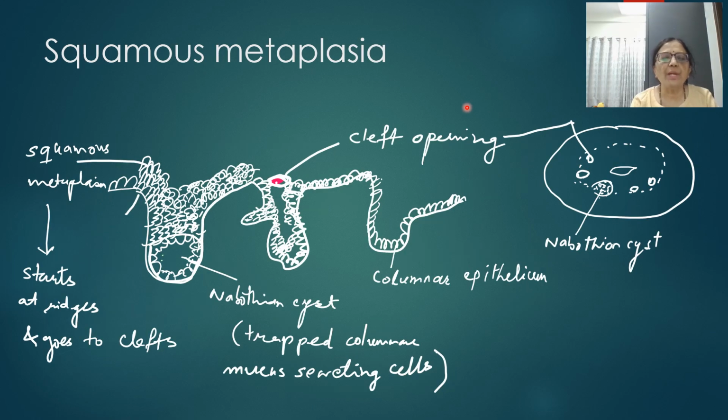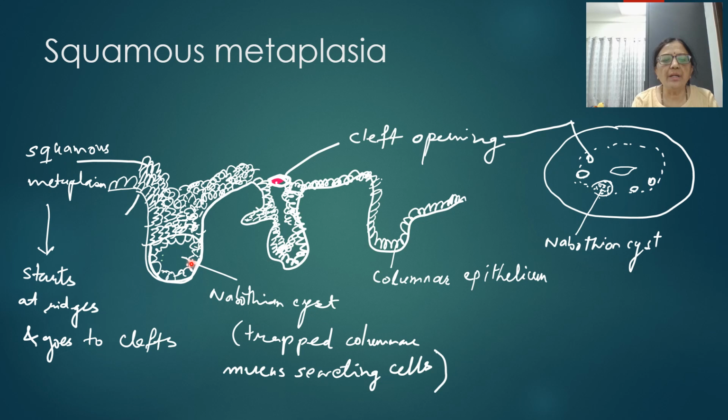Whenever there is a squamous metaplasia, the endocervical epithelium is being replaced by the squamous epithelium. So a single layer is getting replaced by the four-layered epithelium. When this squamous metaplasia occurs, it starts at the ridges or the top part, and then gradually goes to the clefts. But sometimes, when it reaches a certain level of the clefts, there is blockage of the cleft and no further change of the columnar epithelium to squamous. There are some columnar cells which are still there, which have not undergone squamous metaplasia.